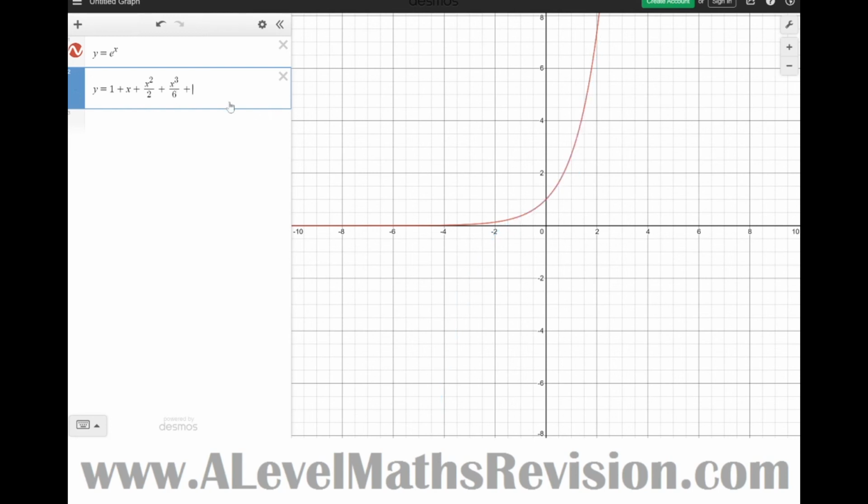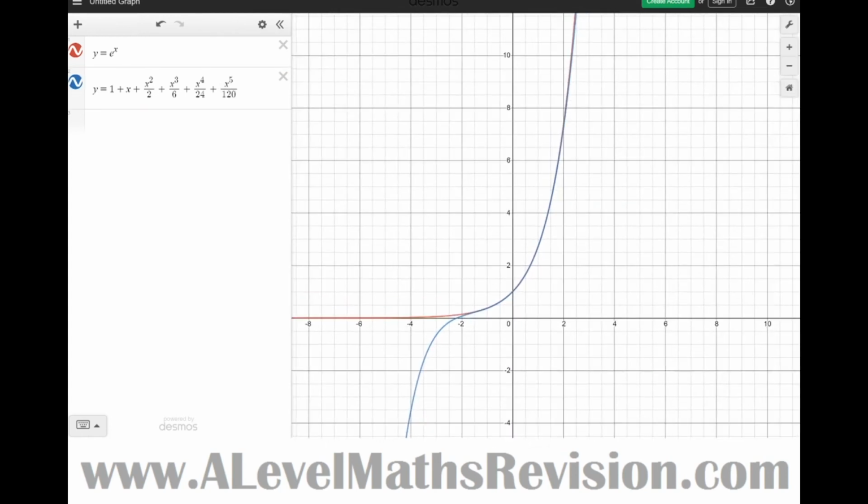Okay, so plus x to the power of 4 over 24. Plus x to the power of 5 over 120. We can see the more terms we add, the closer and closer it gets to the curve. And that's true for the Maclaurin expansion. The more terms we expand it for, the better the approximation to the curve.